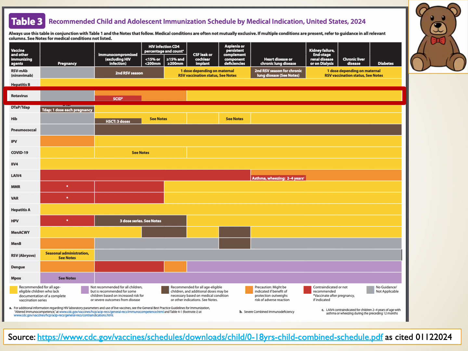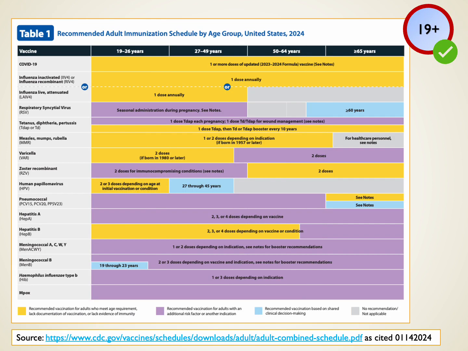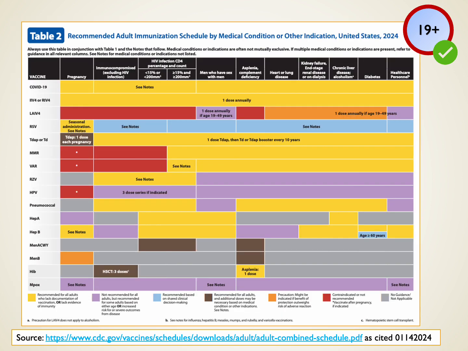And it has some concerns in individuals who are immunocompromised. It is a pediatric vaccine scheduled as a 2 or 3 dose series, depending on which product is chosen. It is not on the adult schedule. It's only indicated for pediatrics.